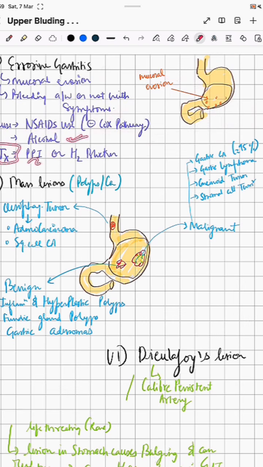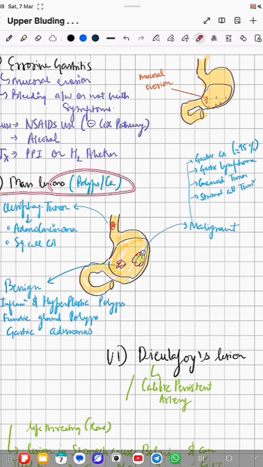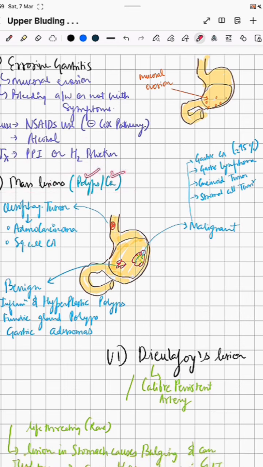So for the treatment, we'll give PPI or H2 blockers. Then on the fifth, we have mass lesions, which are polyps or any carcinoma related.